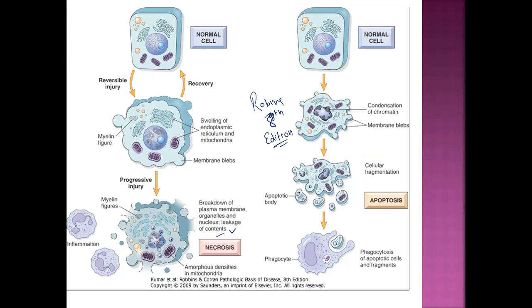Now the swelling of the endoplasmic reticulum and mitochondria and membrane blebs are present in reversible cell injury, but in progressive injury, this bleb gets disrupted and there will be inflammation, presence of neutrophils around the cells, and leakage of the contents. Amorphous densities in the mitochondria can be seen, and myelin figure deposition can be seen. In apoptosis, nuclear fragmentation can be seen, and there will be phagocytosis by macrophages without any inflammation. So that was apoptosis and necrosis.